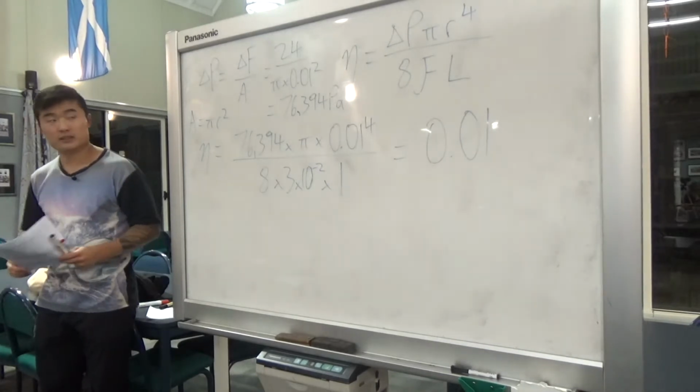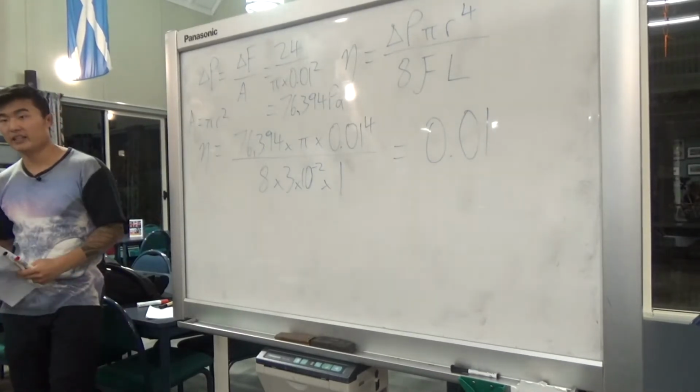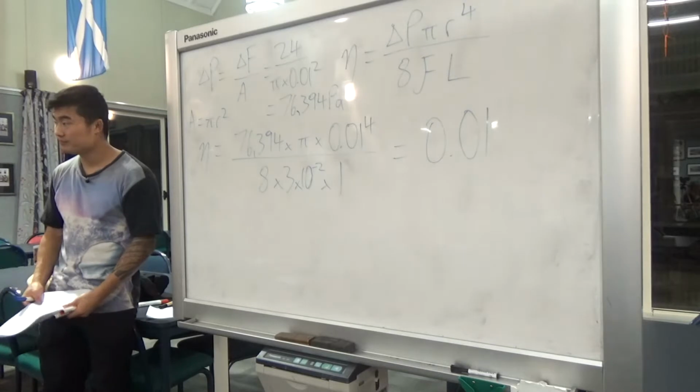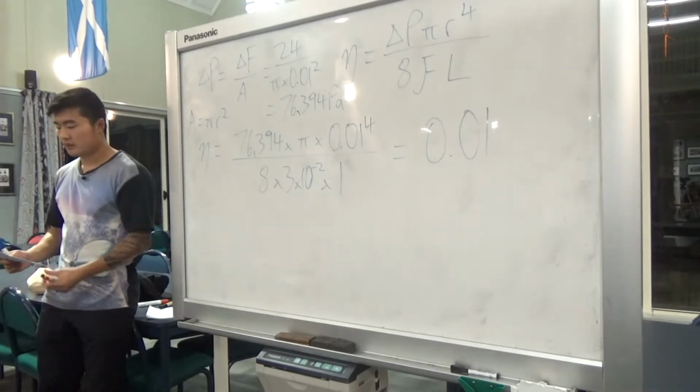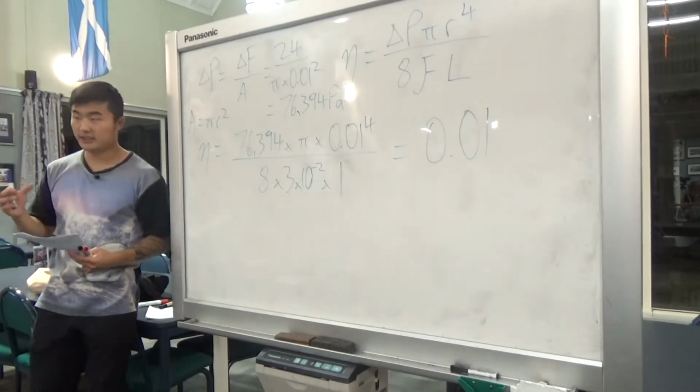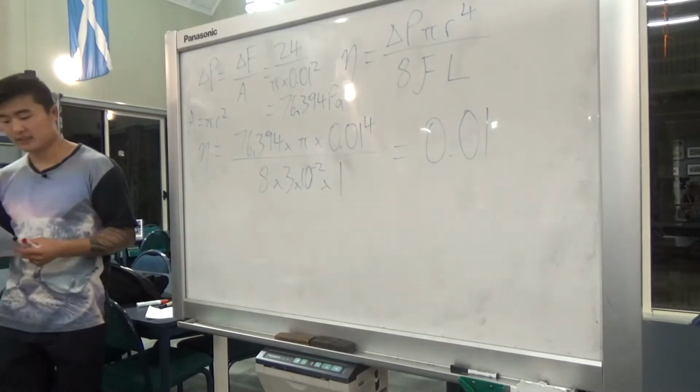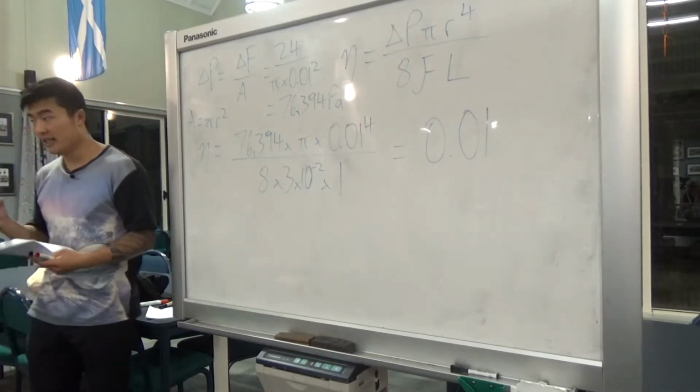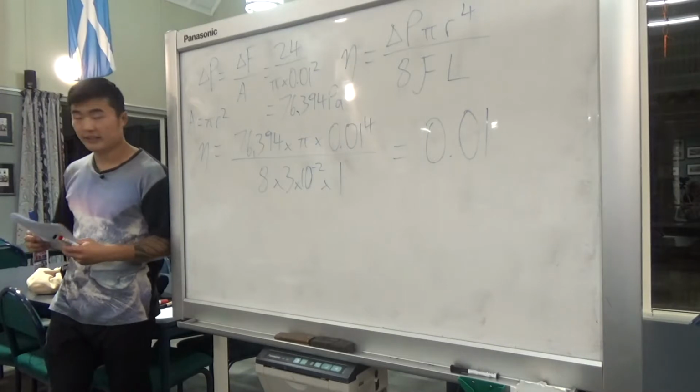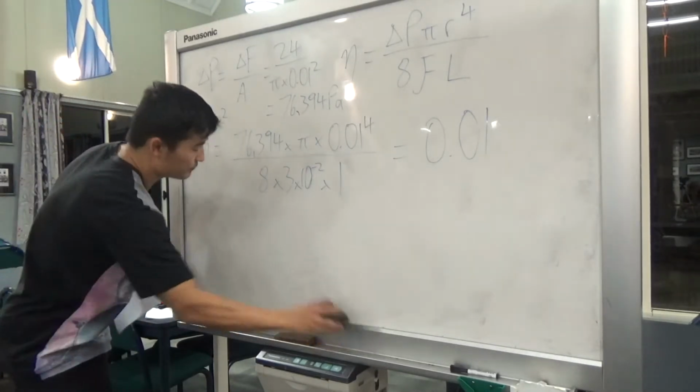Okay, so that one just had an extra step in there to figure out the change in pressure. So just remember that pressure is equal to force over area, and if you have the radius, you can figure out the area.